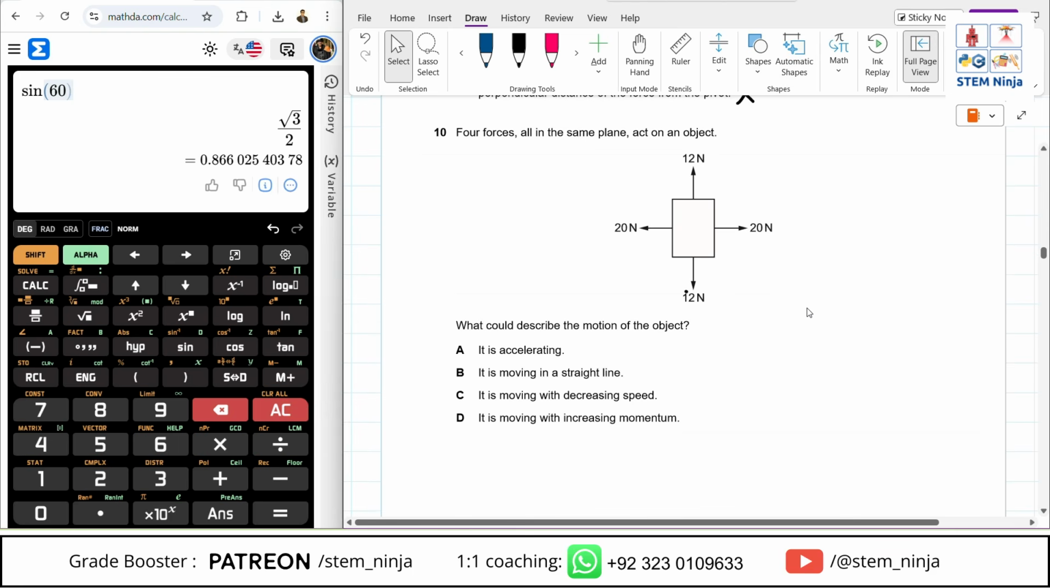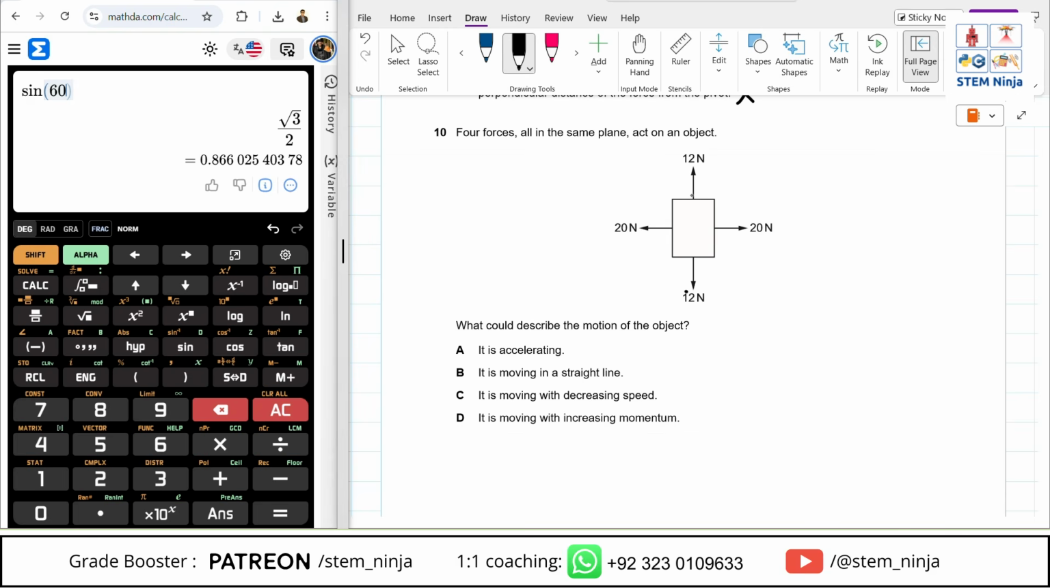Okay. Four forces, all in the same plane, act on an object. What could describe the motion of the object? Okay, so let's add the forces. The 12 is canceling out the 12, 20 is canceling out the 20. Wait a second. Right, so there is no resultant force acting over here. So the net force is 0.